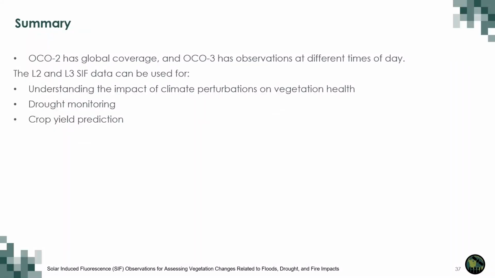So in summary, OCO-2 has global coverage, while OCO-3 has observations between more or less 52 degrees north-south latitude and at different times of day. OCO-3 has an extra observing mode, which is called the SAM mode, the Snapshot Area Mode. And level 2 and level 3 SIF data can be used for understanding or addressing different applications, such as understanding the impact of climate perturbations on vegetation health, drought monitoring, and crop yield prediction.